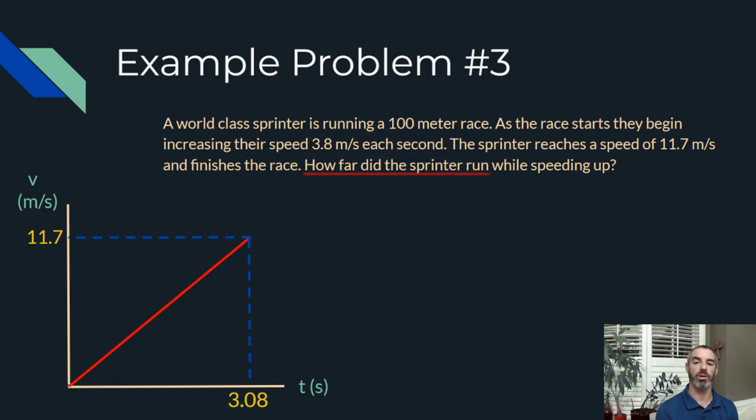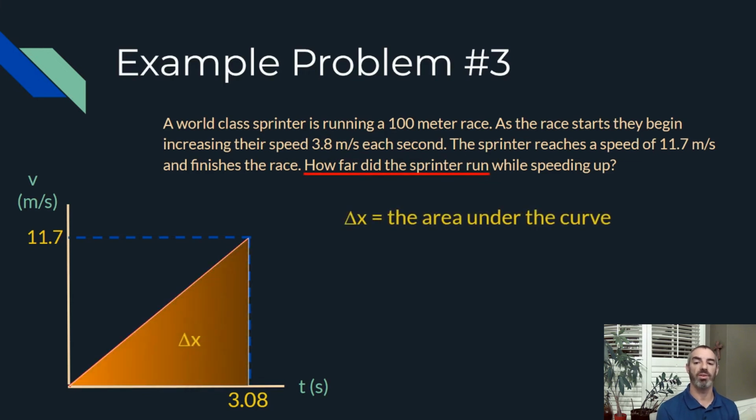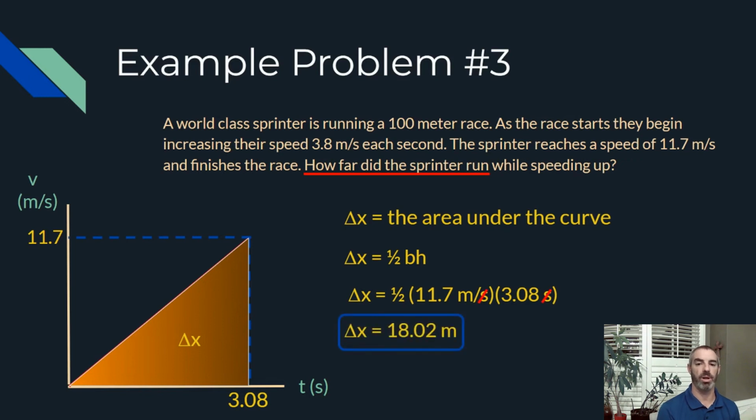Now we can take this graph and ask, how far did the sprinter run? Well, that's just the area under the curve. Now we have the base and the height. X is equal to 1/2 base times height, and that's 1/2 of 11.7 times 3.08. We can cancel out seconds in our units, leaving us with meters, and find that it's 18.02 meters.